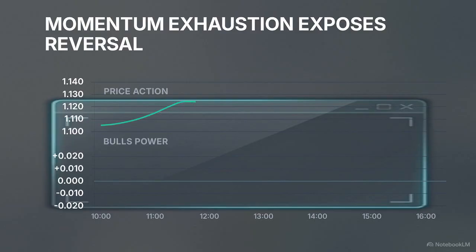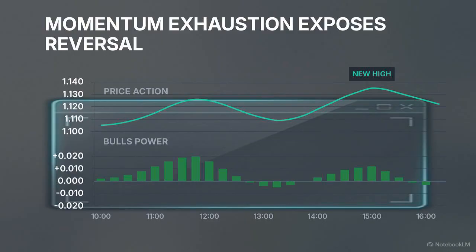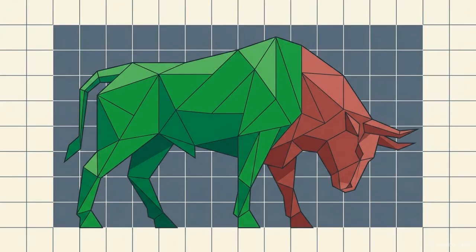Look at the top half of this chart. We have a clear uptrend hitting a sharp, brand-new high. On the surface, this looks like a strong, healthy market. But look at the bull's power histogram directly below it. Even though the price went higher, the momentum bars actually peaked lower than they did previously, creating a clear downward slope. That divergence is an immediate warning sign. It provides mathematical proof that buyers are exhausted, and the surface rally is a deceptive trap.